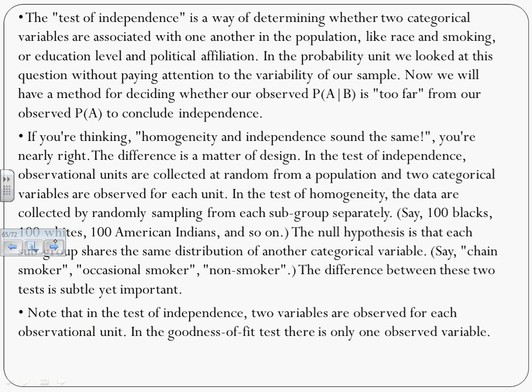So in the chi-square test of independence, two variables are observed for each observational unit. In the goodness of fit, there was only one. So don't forget goodness of fit as well. That's when you just have the two lists.